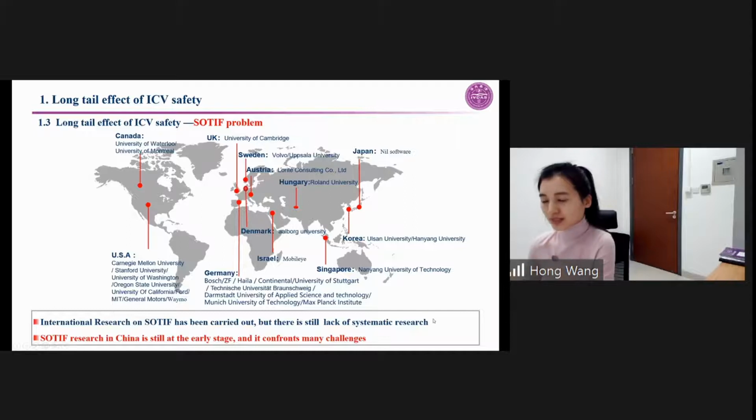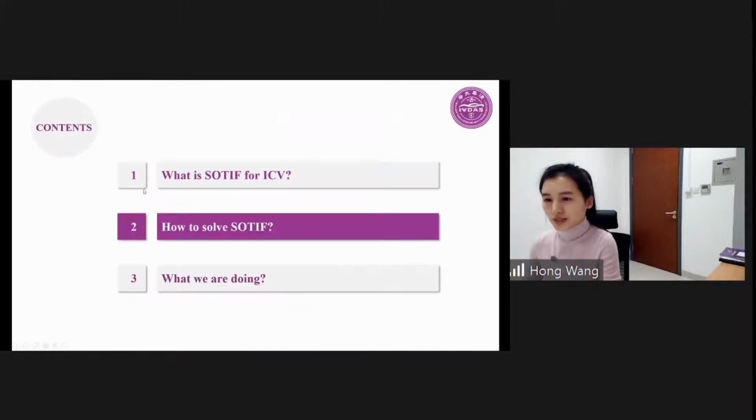If we look back at the international standards or some research reports that have been published, and also some academic research from the universities, we can see that there is still a lack of systematic research to conquer the SOTIF problem. In China, SOTIF research is still at an early stage. It confronts many challenges, especially the challenging scenarios in China. So this is the first part: what is SOTIF for intelligent connected vehicles?